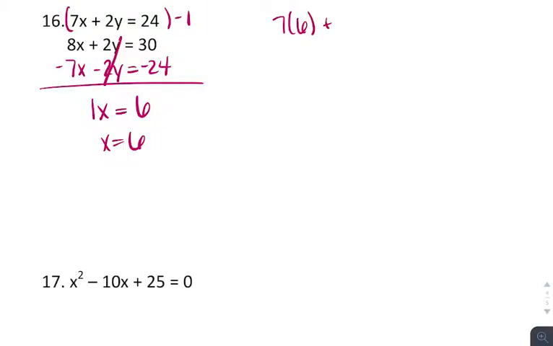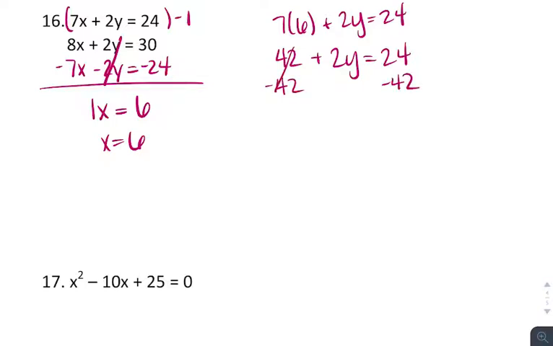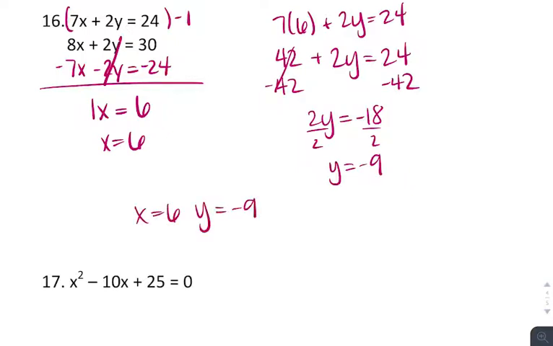7 times 6 plus 2y equals 24. 7 times 6 is 42. So we're going to subtract 42 from both sides. So 2y equals negative 18. Divide by 2, and y equals negative 9. So x equals 6, y equals negative 9.